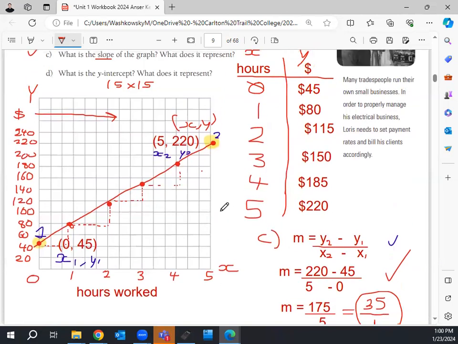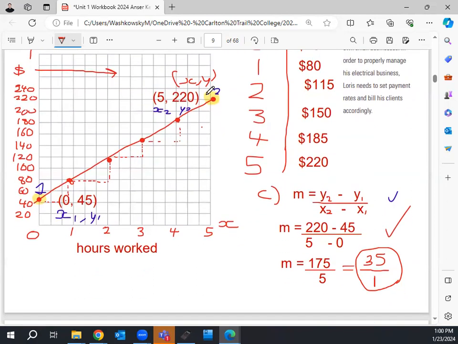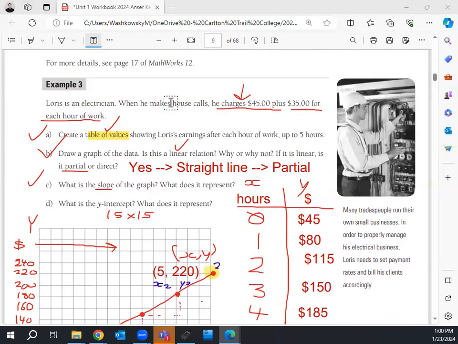So that's question C. That's the slope of the graph. Now, what does this represent though? What does this actually mean? This 35 over 1 is like a constant rate. What does this line represent? What do we actually graph? It's 35 an hour. Yeah, we graphed this person's salary, right?